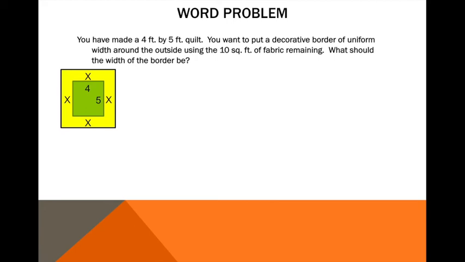Okay, so I did a little picture here. So this is our quilt, 4 by 5, and this is my decorative border, which is the unknown distance of x. So my length times width, so my length in this case would be x plus 4 plus x, and my width would be x plus 5 plus x, or 2x plus 4 and 2x plus 5. And then my area is 4 by 5. This part here is 20, plus I have 10 square feet, so 30 square feet.